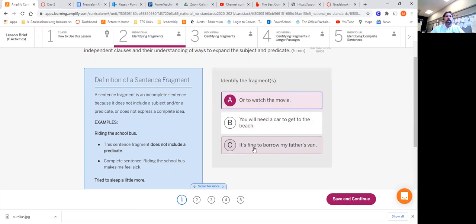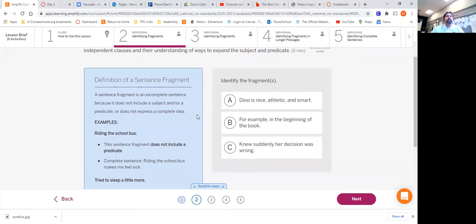Okay. What is the subject in this one? The being fine, the state of being. Okay. Next one. "Dino is nice, athletic, and smart." Dino is our subject. Nice, athletic, and smart is what he is being. That is a complete sentence.